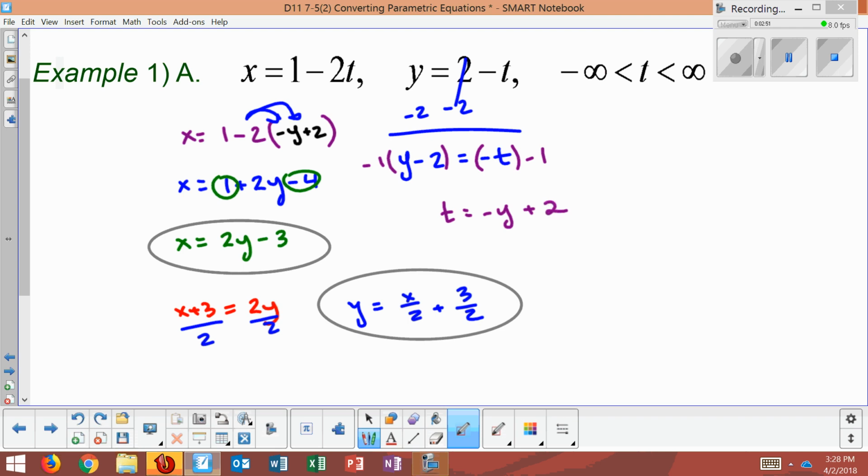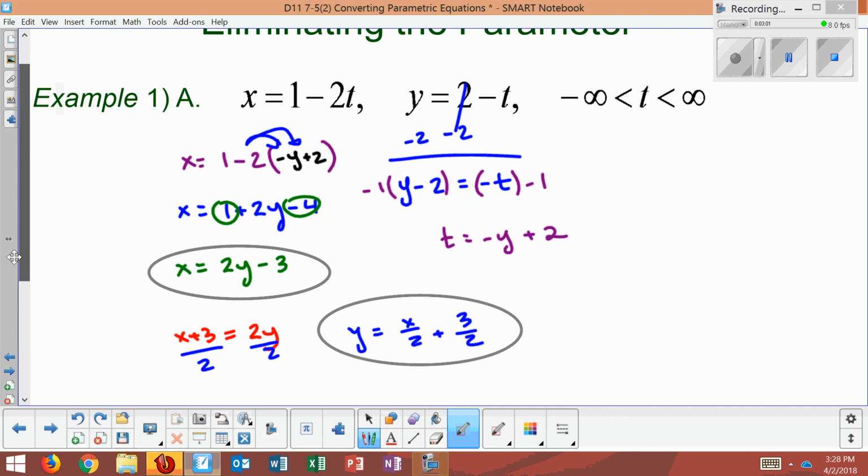So those are in rectangular form. Rectangular is when it's just x and y. We've eliminated the parameter. These two answers are essentially the same. It's just this one solved for x equals, this one solved for y equals. And now we could test our graphs. By the way, we could have solved this for t first and plugged into this equation, but I just decided I'm not going to do it that way. You can do it if you would like.